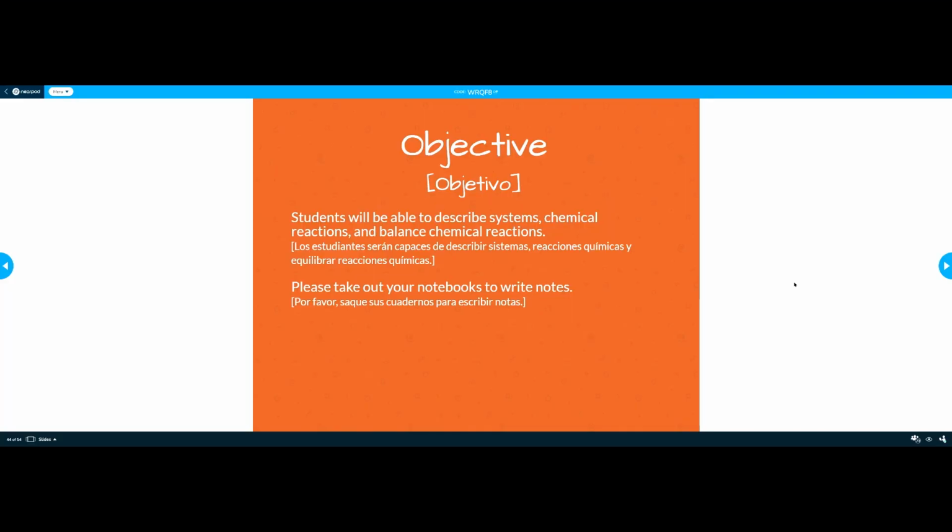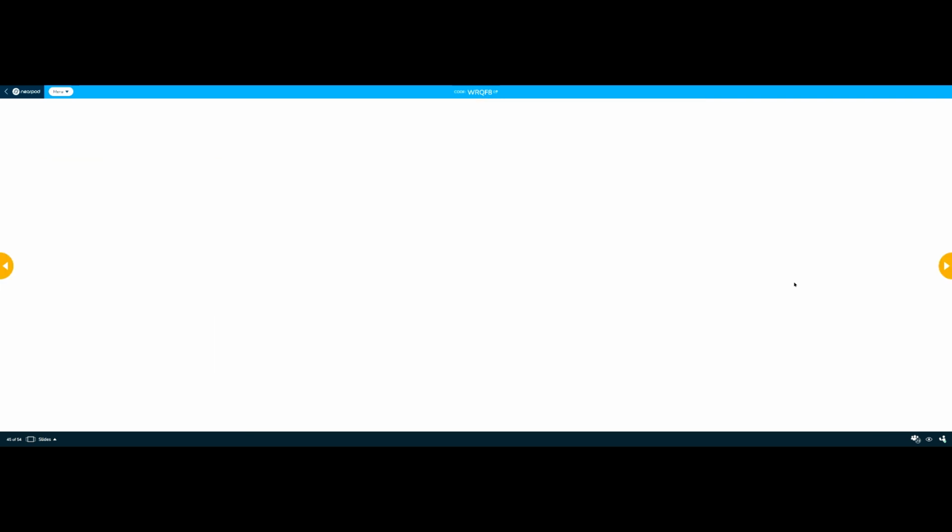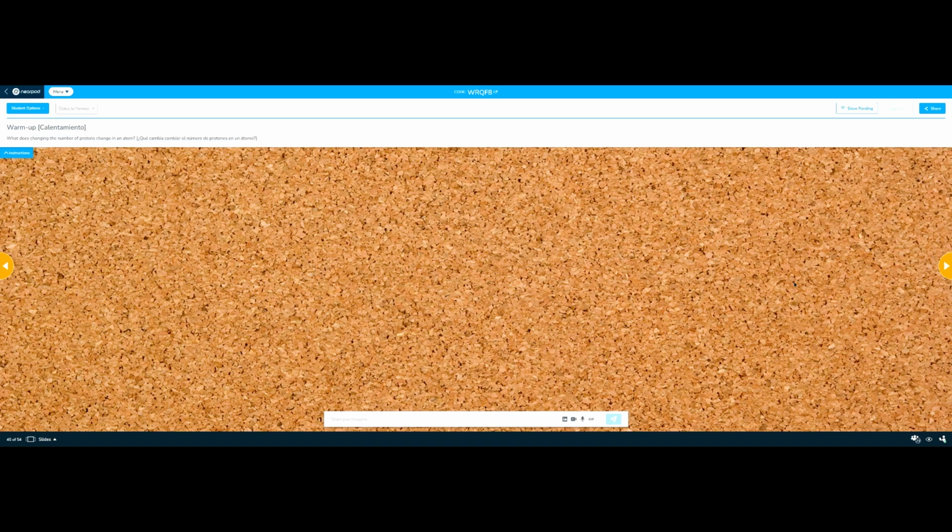The learning objective is students will be able to describe systems, chemical reactions, and balance chemical reactions. Please take out your notebooks to write notes. The warm-up for today's lesson is: what does changing the number of protons change in an atom? Please look at your notes and answer the following question.